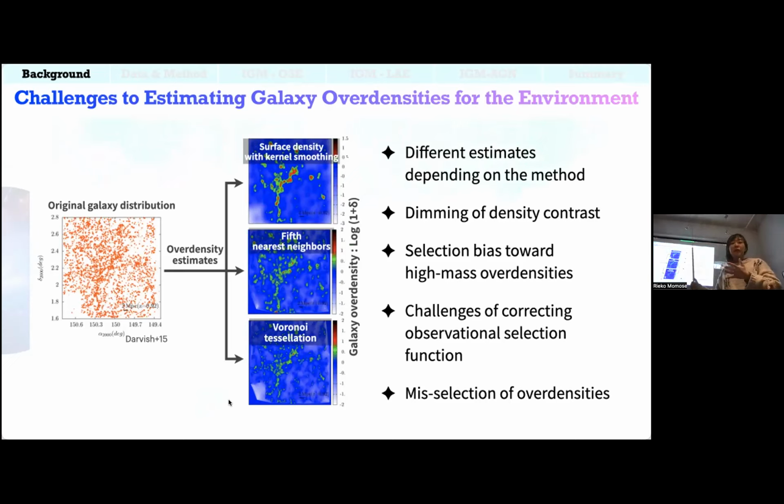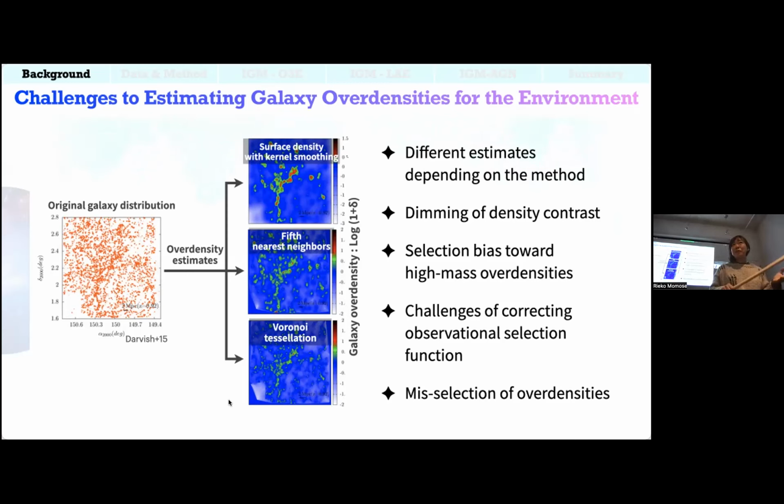However, such different estimators give widely different overdensity estimates, which might lead to discrepant conclusions across studies, as you can see in these three plots. And besides, using galaxy distribution itself poses some challenges, especially when we estimate galaxy overdensity at higher redshift. For instance, we may miss many galaxy overdensities with photo-z-based galaxy distributions because photo-z uncertainties actually dilute the true density contrast.